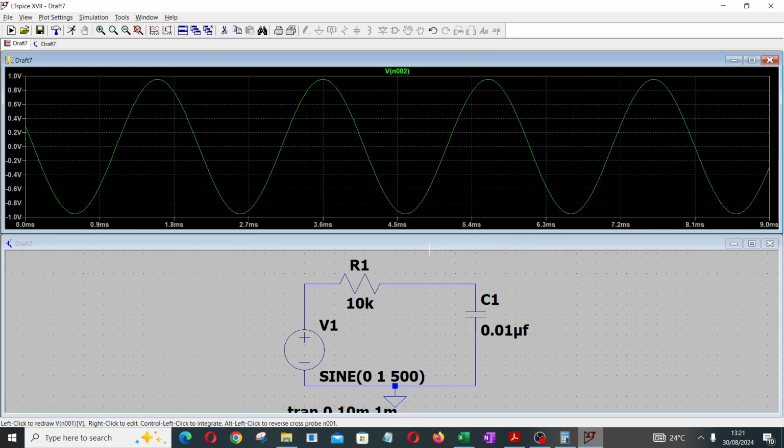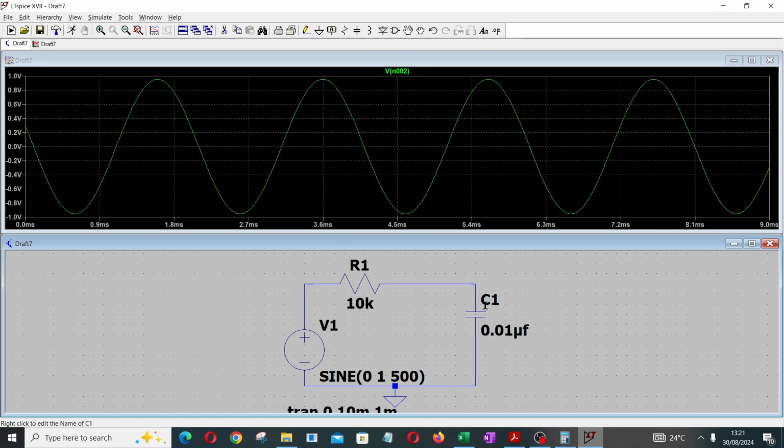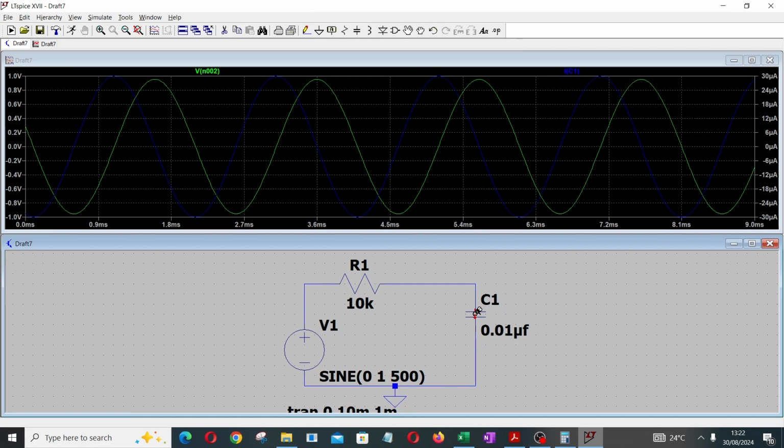To measure the phase angle, we have to measure the phase difference between the voltage and the current. So this is a voltage waveform on the screen. I want to measure the current, so I will click my cursor inside. Remember, this is a series circuit. The same current will flow through all the components in this circuit. So it does not matter where I put the cursor. If I put it inside here, or here, we are getting the same thing. So this is the current. The blue now represents the current, while the green represents the voltage.